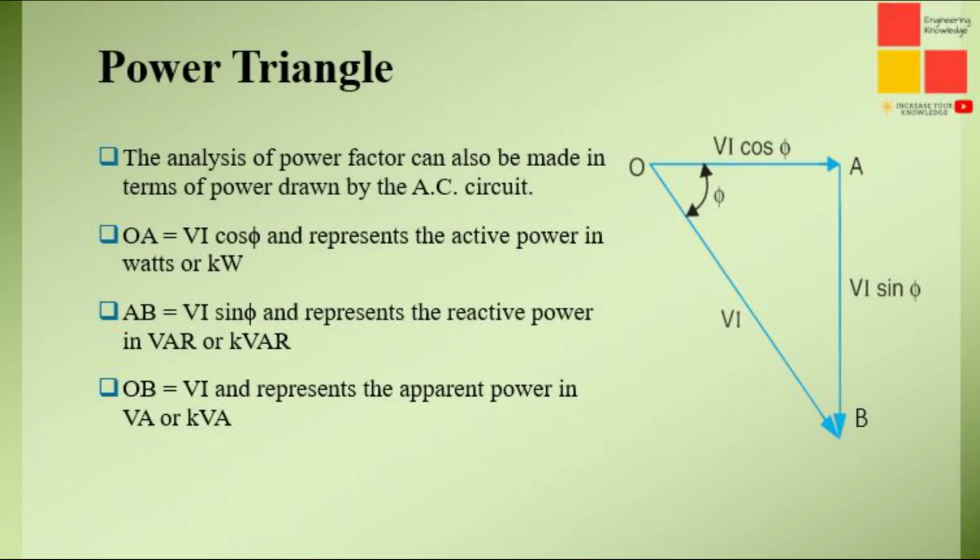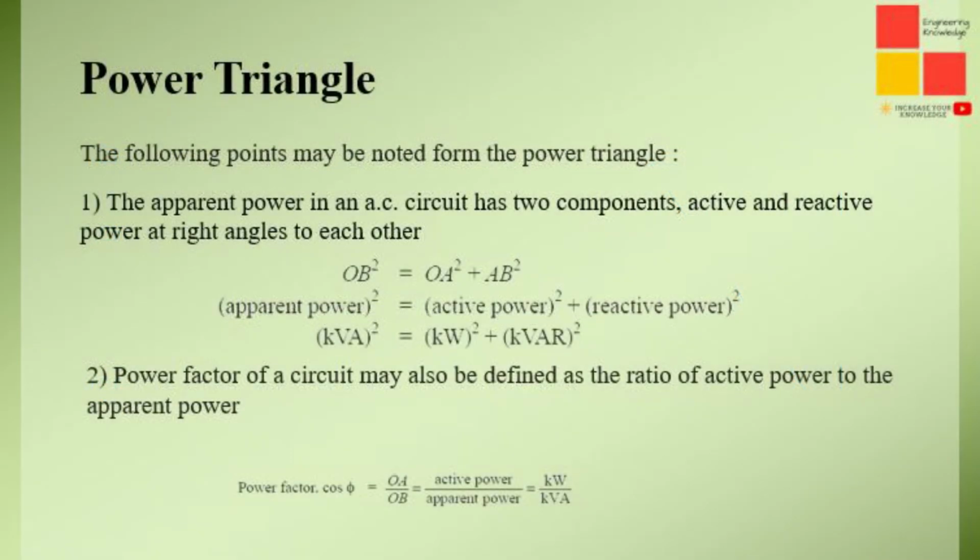Here the picture is given. The analysis of power factor can also be made in terms of power drawn by the AC circuit. From the figure we can see, OA is equal to VI cos phi, and represents the active power in watts or kW. AB is equal to VI sin phi, and represents the reactive power in VAR or kVAR. OB is equal to VI, and represents the apparent power in VA or kVA. The following points may be noted from the power triangle.